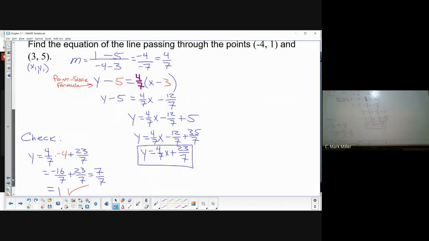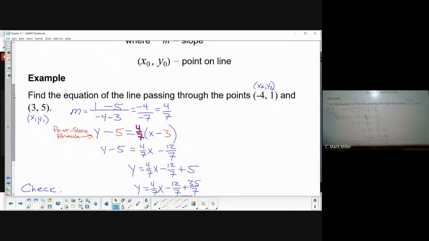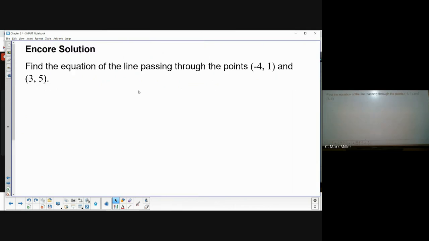Now, the next slide, we're going to recycle. Once you have the slope, here is an encore solution, so you don't have to do this. I'm going to copy that onto the next slide. It's an encore solution to the same problem. Once you get your slope, here's another way of doing it. Some of you have seen this way, and I don't care which way you use. You might not like the point-slope formula.